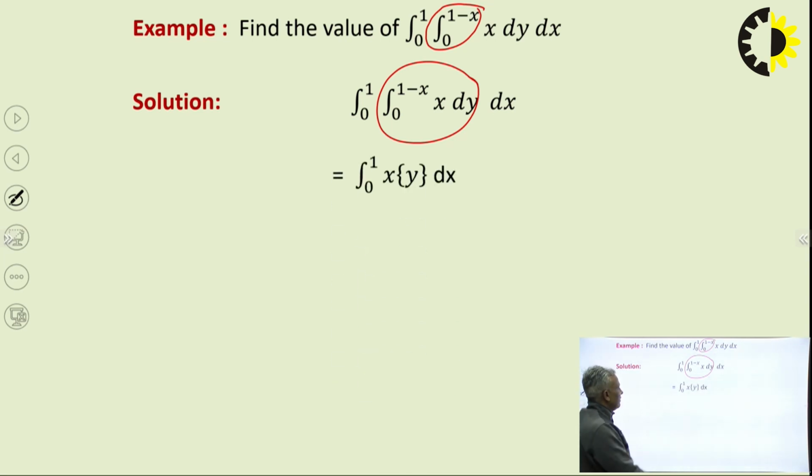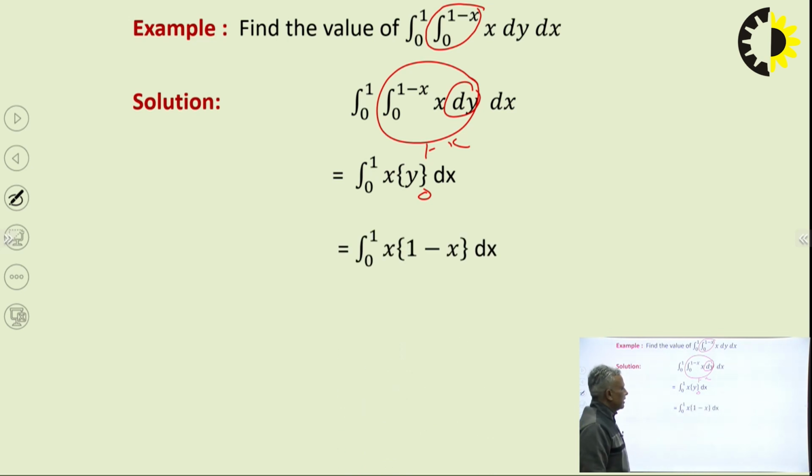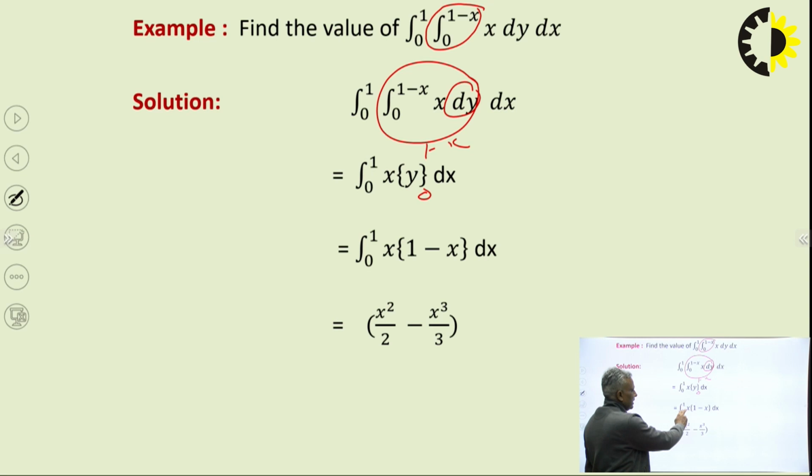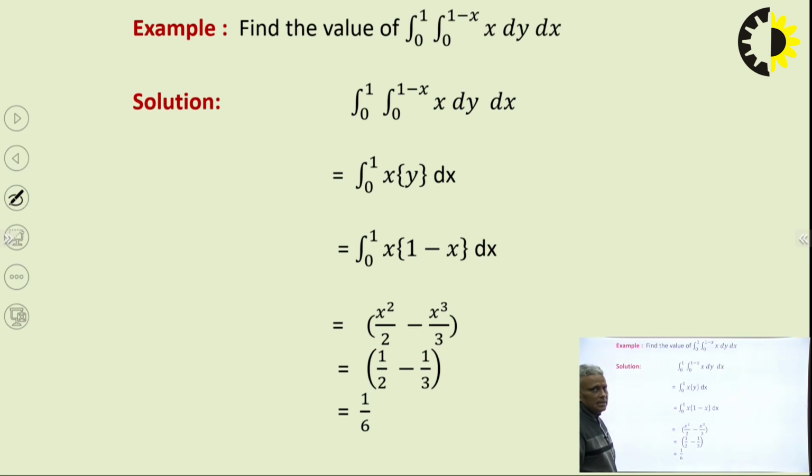Suppose I want to calculate: the integration of dy is y, with limit 0 to 1 minus x. So the limit will be x times (1 minus x), and x goes inside, right? The integration of x is x squared by 2, the integration of x squared is x cubed by 3, and taking the upper limit minus the lower limit, the result will be 1 by 6. In this way we can solve the problem, and this is the procedure for solving the double integration.